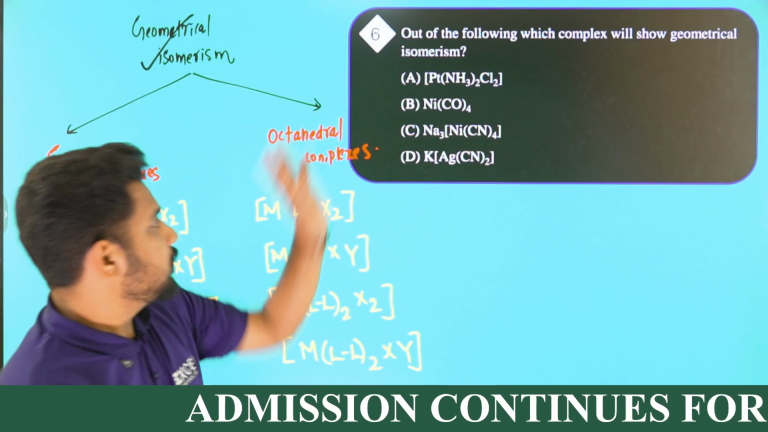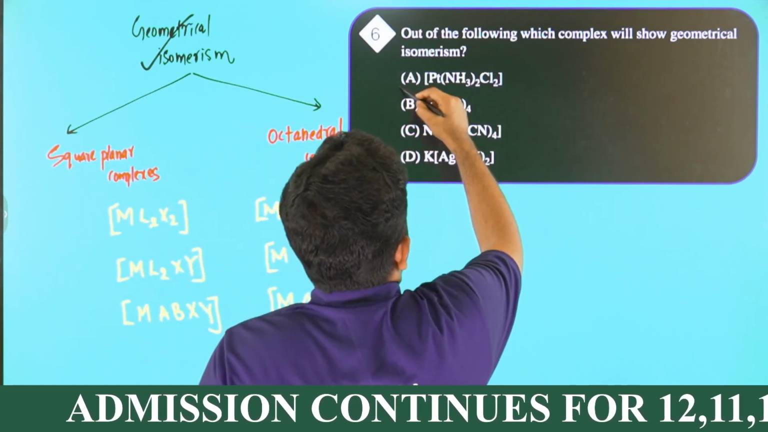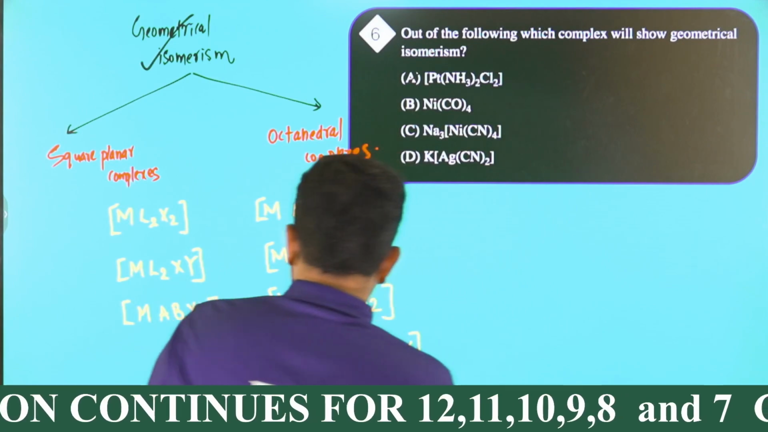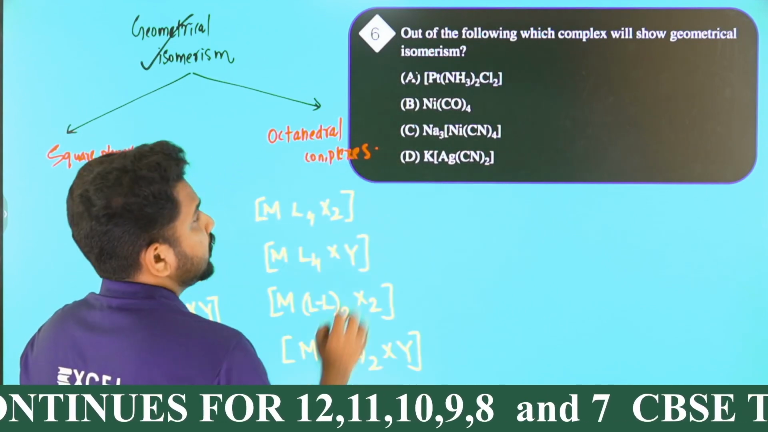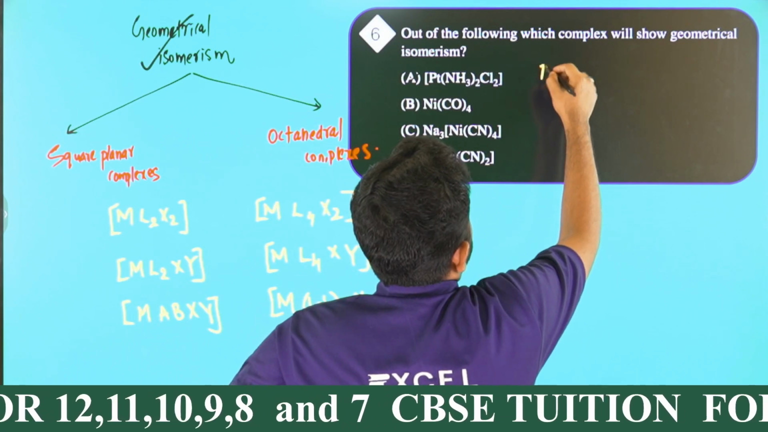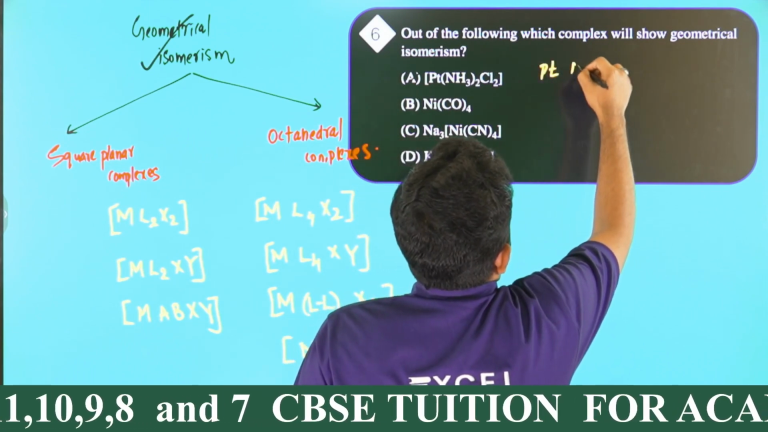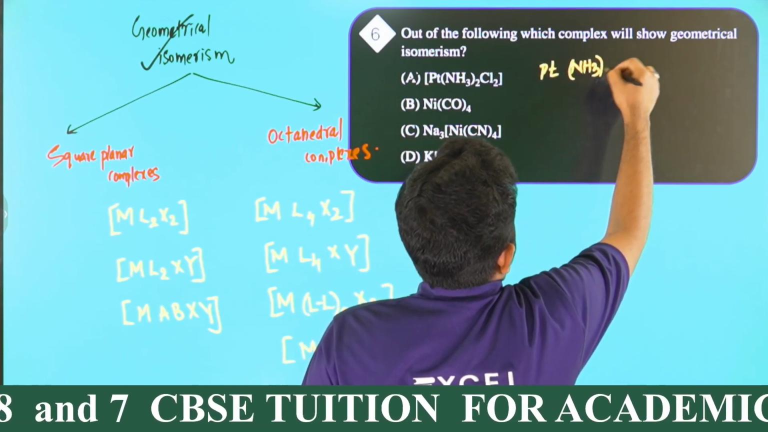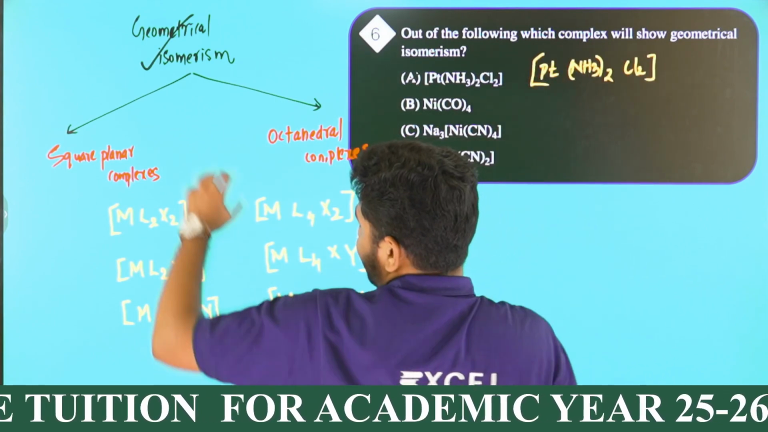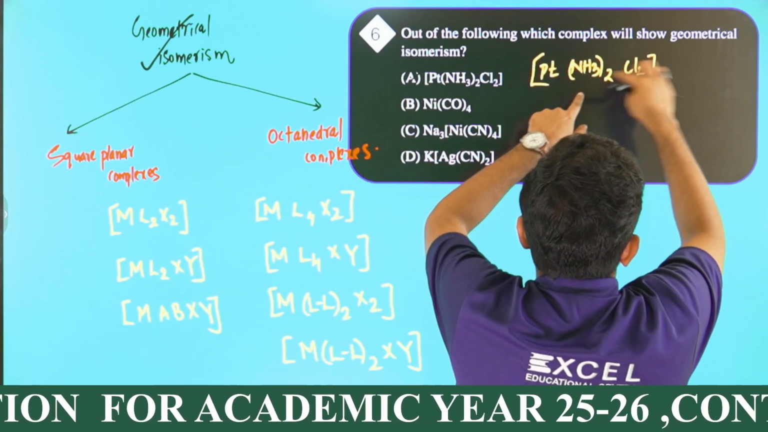So let's see this question: platinum, NH3 twice, Cl2. You can see in this compound, platinum, NH3 twice and Cl2. Can you tell me what the coordination number is here?